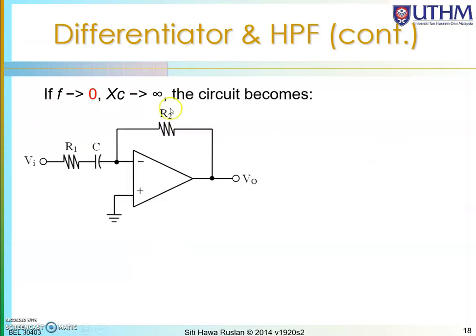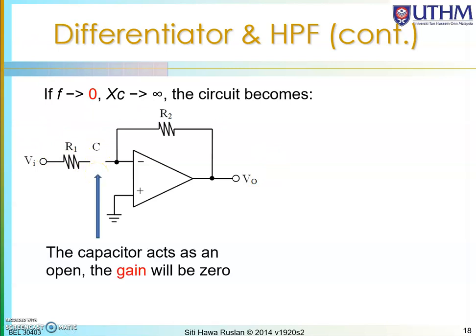And then from the impedance of the capacitor, just now we put the value of F to be 0. 1 divided by 0, it goes to infinity. This means that the capacitor over here has a very large reactance. So it will act as an open circuit. When the circuit is open, there is no signal coming from the V in over here to the output. Since this is an open circuit, the gain will be 0.